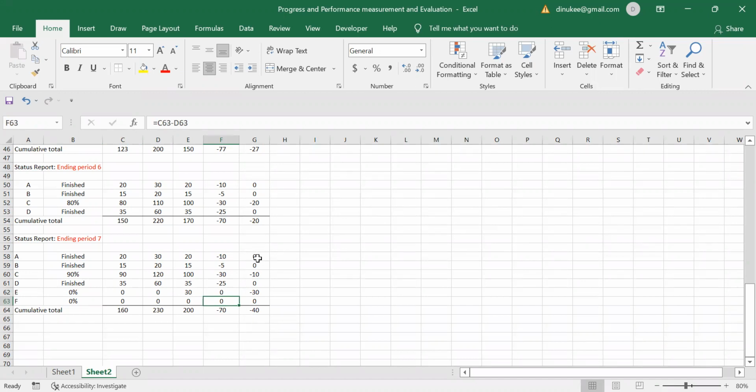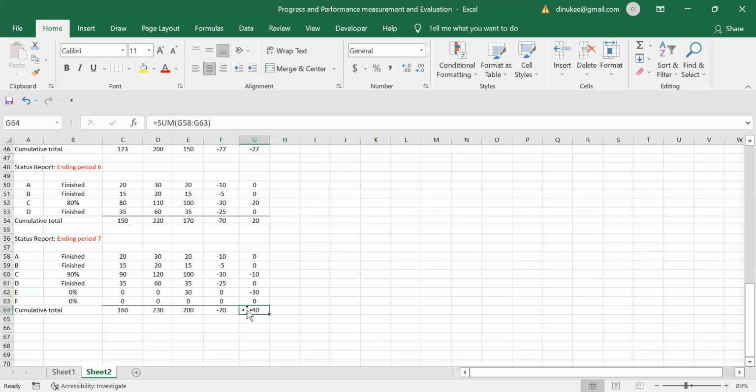And if we take the schedule variance, the schedule variance for activity A is 0. That means we are on the schedule, right? If I take activity C, it is minus 10. That means we are behind the schedule. We are not aligned with the schedule. We are behind the schedule, right? So the cumulative total of schedule variance is minus 40. So the minus 40 is indicating that we are behind the schedule. The schedule variance is negative. That means we are behind our schedule.